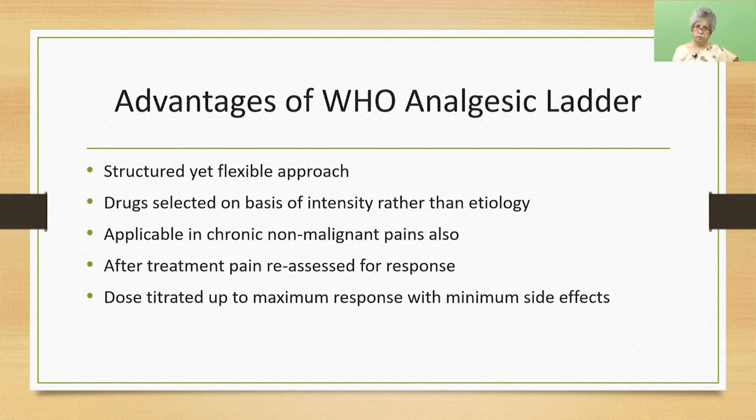What are the advantages of this guideline? It is a very specific and very structured way of giving analgesics, and there is flexibility also. It is not necessary, as I said, to go from step 1 to 2 and then 3. You can start at step 2 also, you can start at step 3 also. The drug is selected as per intensity of the pain and not by etiology. The etiology may change. In the initial stage of the cancer, the patient may have a different etiology, in the advanced stage it is a different etiology, but by severity of the pain we are deciding the drug.